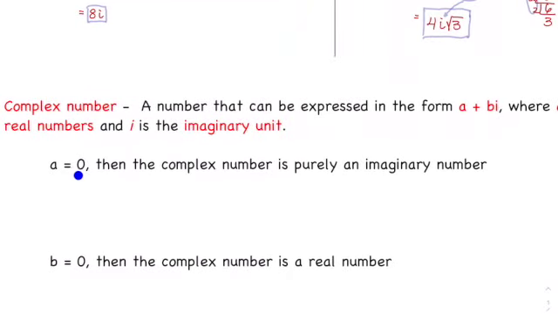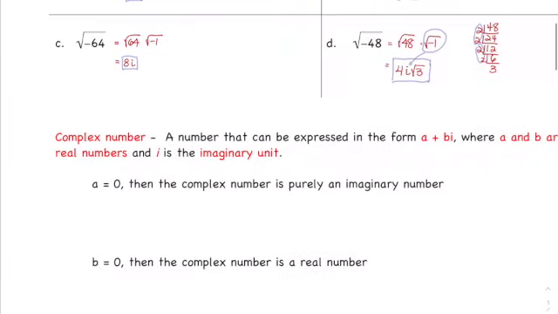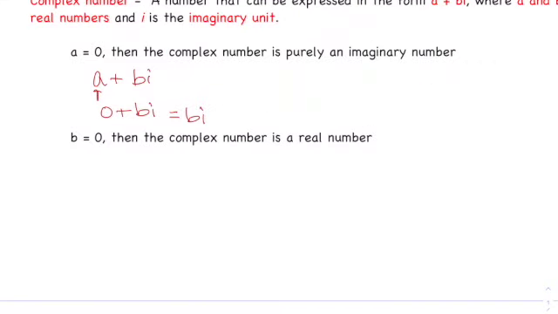So when a equals 0, now let's think about this. A equals 0, right here, 0 plus bi. What do you have? You only have a complex number, a purely imaginary number, because this drops out. So you only have bi. If b equals 0, the complex number is a real number.